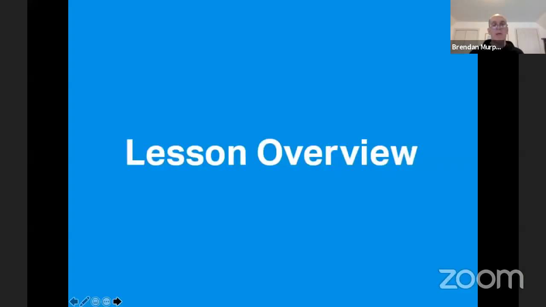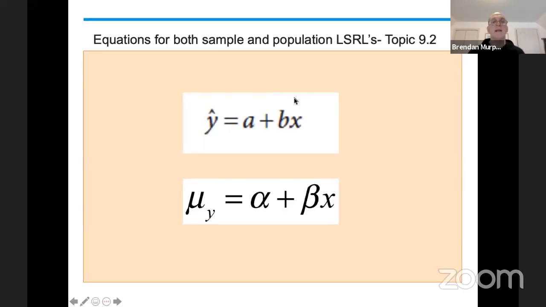Okay, so I'm back to the PowerPoint, and let's take a look at perhaps what's going to be new with this lesson. So again, y hat equals a plus bx. That formula is on the formula sheet that you'll have for this year's exam. We say y hat equals a plus bx, and that's going to be the least squares regression line for my small sample of data.